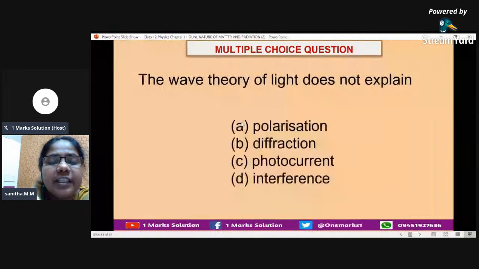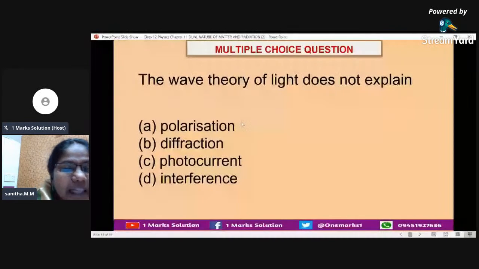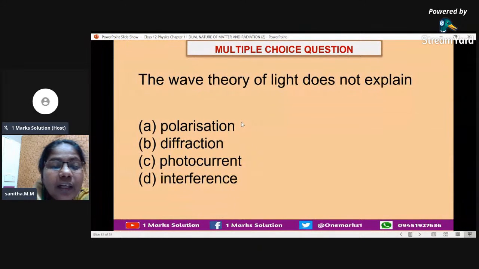The wave theory of light does not explain, we can say. We'll just go through that. Polarization, diffraction, interference, all these are related to wave optics. You have studied that. And only one thing we can say, photoelectric current. And that is very important in this chapter. A question can be asked based upon this for 2 marks or 3 marks also. 3 points are given. We can't explain the photoelectric emission on the basis of wave theory because there is no instantaneous process, no threshold frequency, and it does not depend on the frequency. These 3 points are very, very important. So the answer we can say is C.